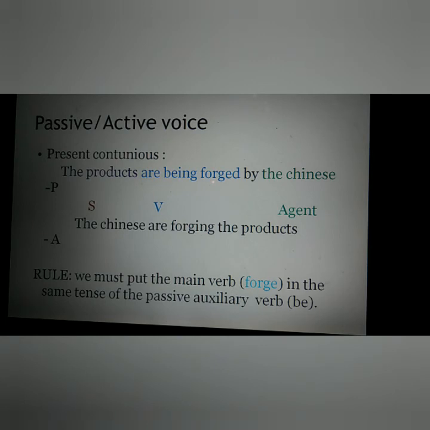In the present continuous you have: the products are being forged by the Chinese. We take the subject, the products, and the verb, are being forged, by the Chinese, the agent.